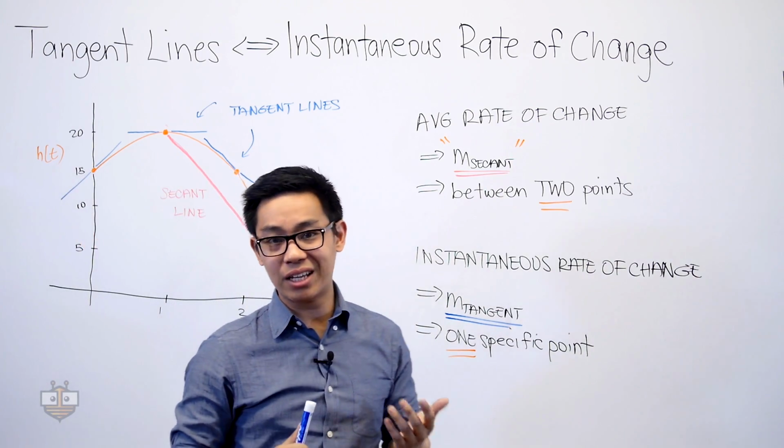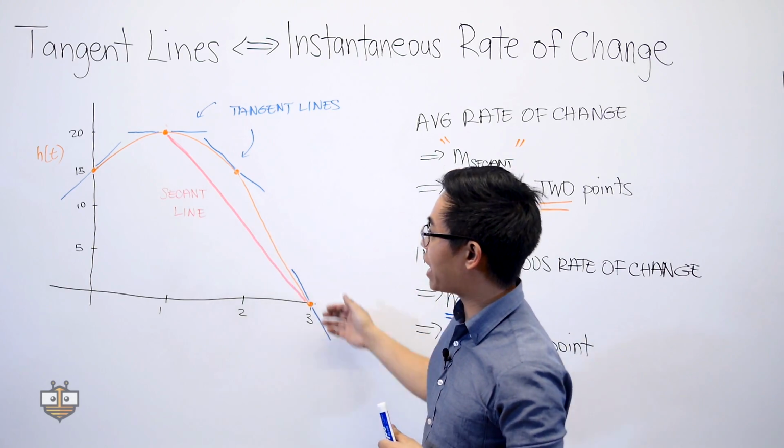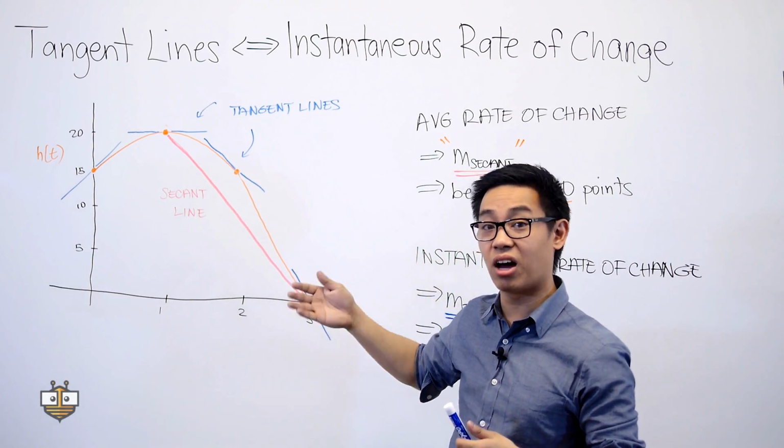So while calculating a tangent line can be really difficult to get an exact number if you draw it by hand, it does help us to analyze trends in the graph.